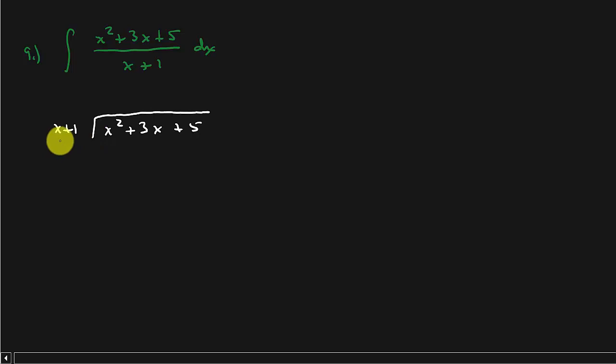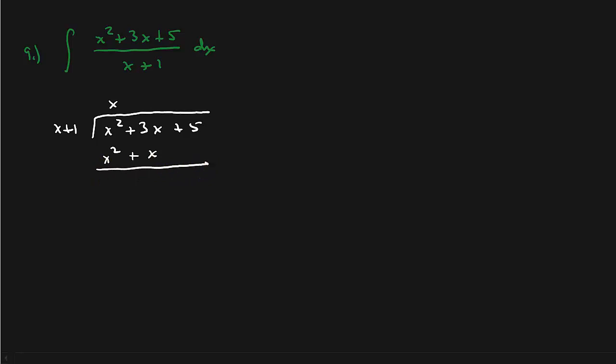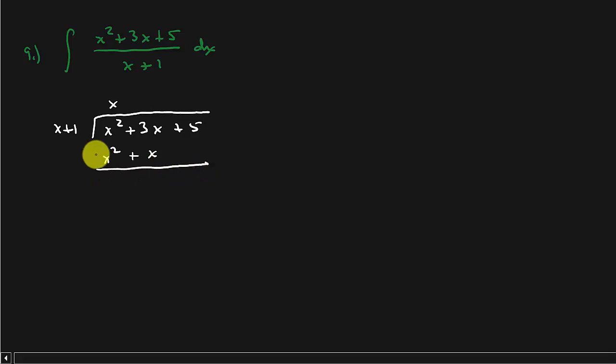So basically what we do is we look at the x here. What do I have to multiply to x to get this first term? Well, that would be x, right? So x times x is x squared. X times 1 is x. And so then I draw my line and I subtract. But what we're going to do is change the sign of each of these and add.